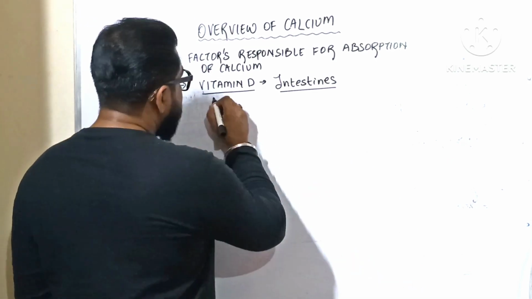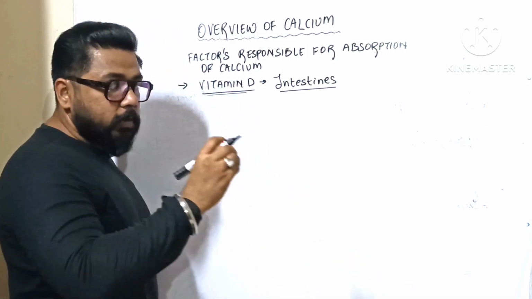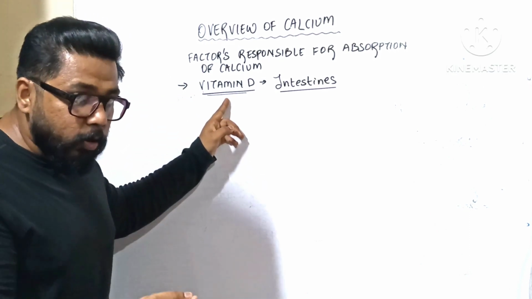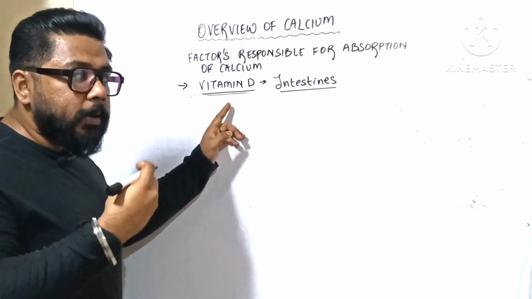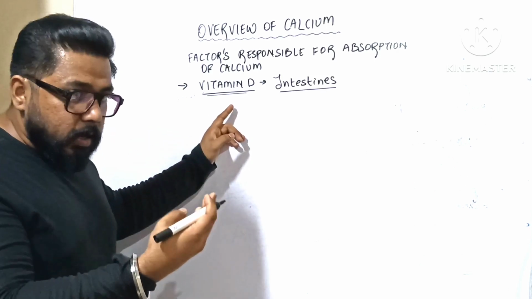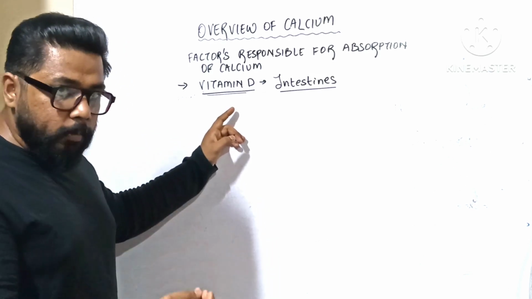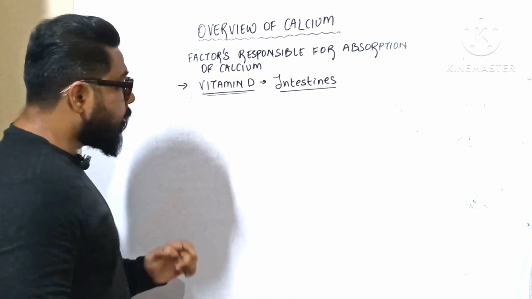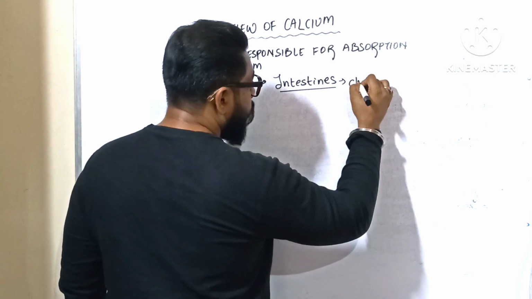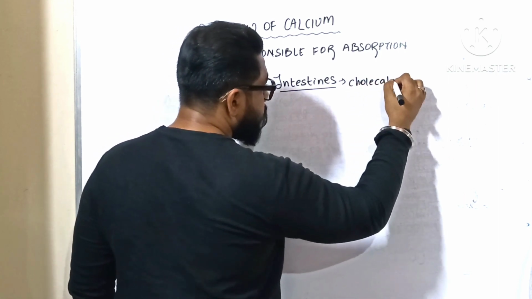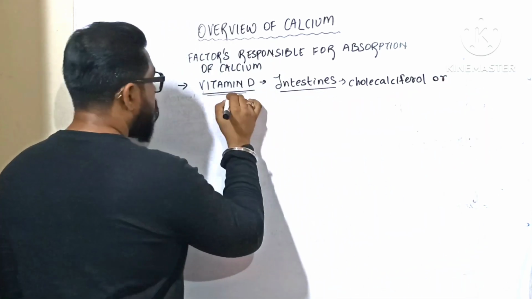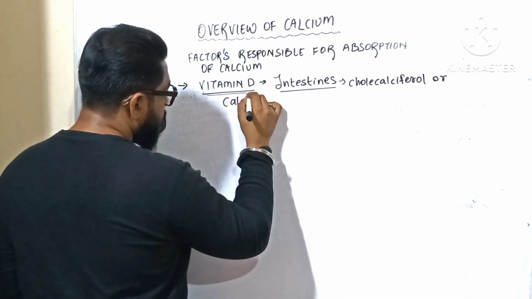So now, why is vitamin D required? For the absorption of the calcium from the intestine. If the level of vitamin D rises, or vitamin D is produced in a normal manner, the calcium absorption is going to get higher. So I will write here cholecalciferol or calcitriol.